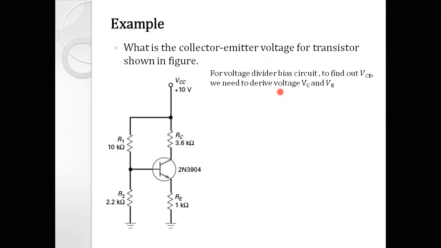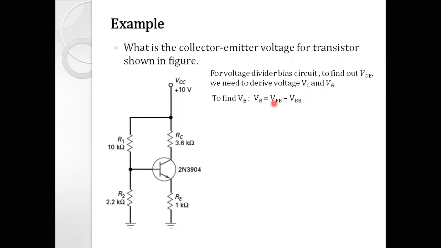Because VCE is nothing but VC minus VE. Voltage at this point minus voltage at this point is equal to the voltage between these two terminals. So we are expected to first find out VC and VE individually. So let us begin with VE first. To find out VE, the equation is VE is equal to VBB minus VBE, right?